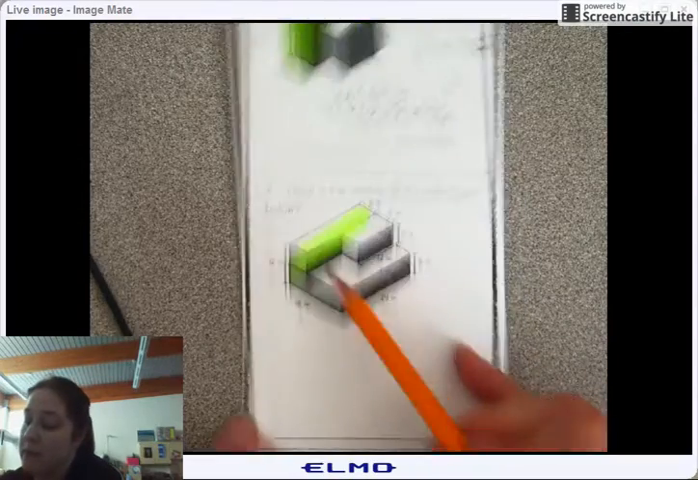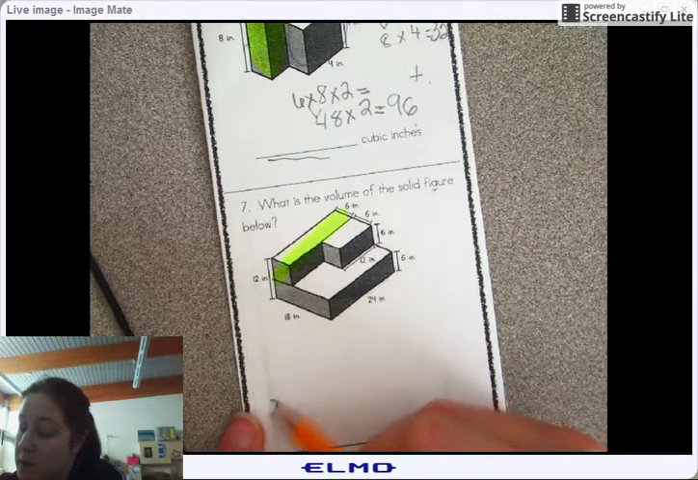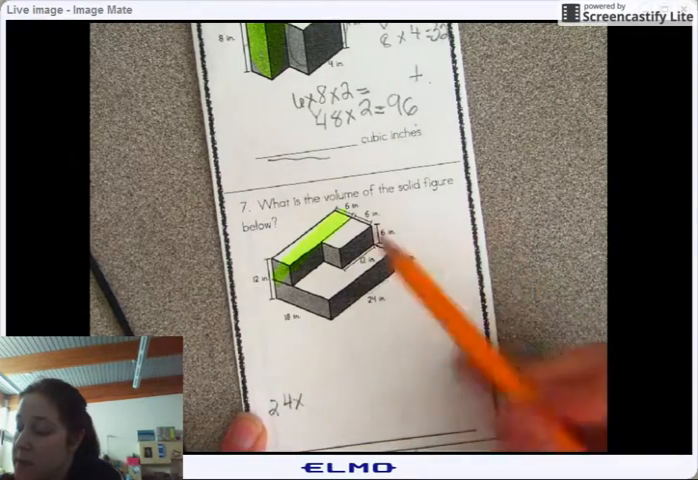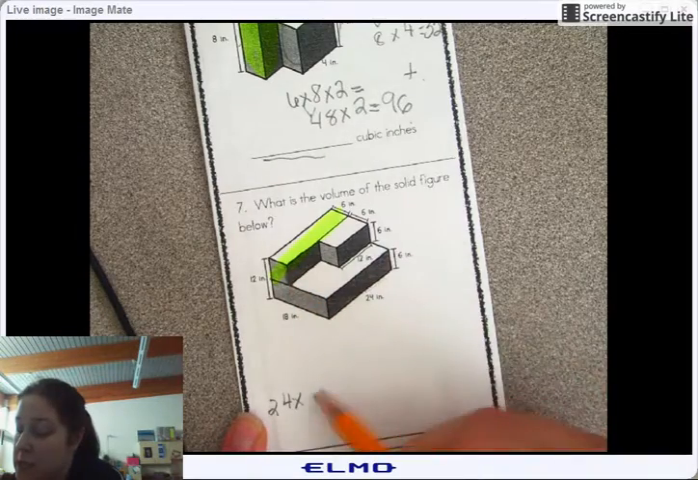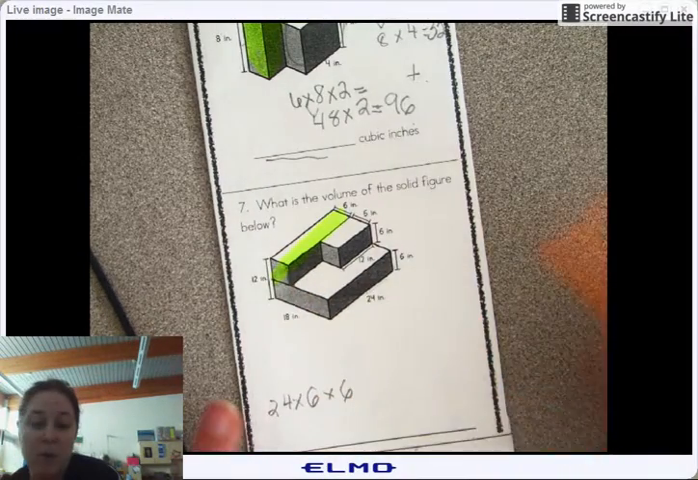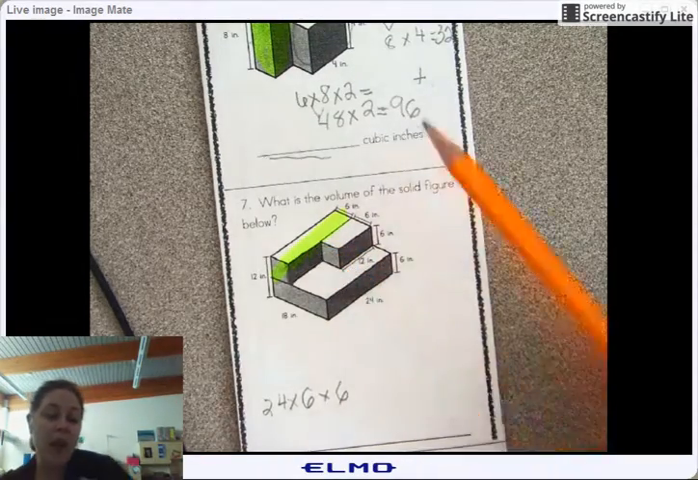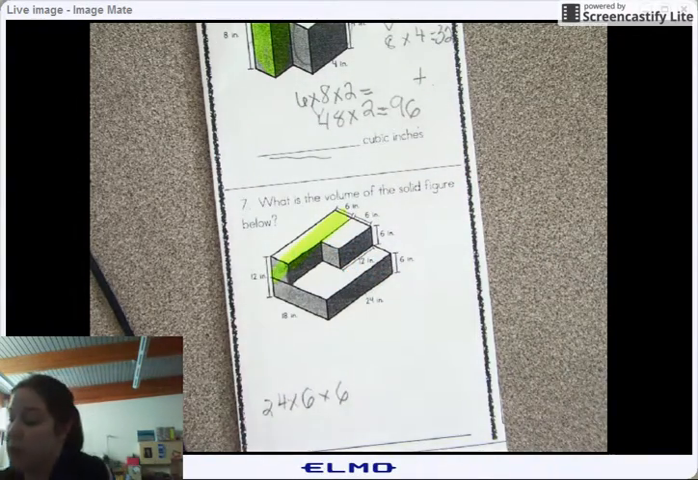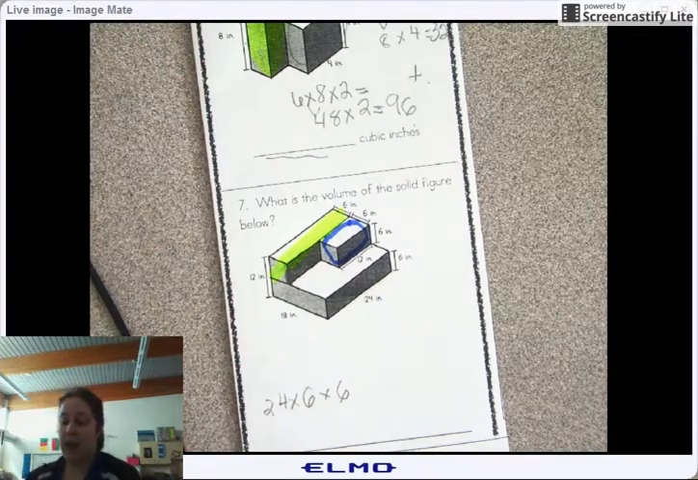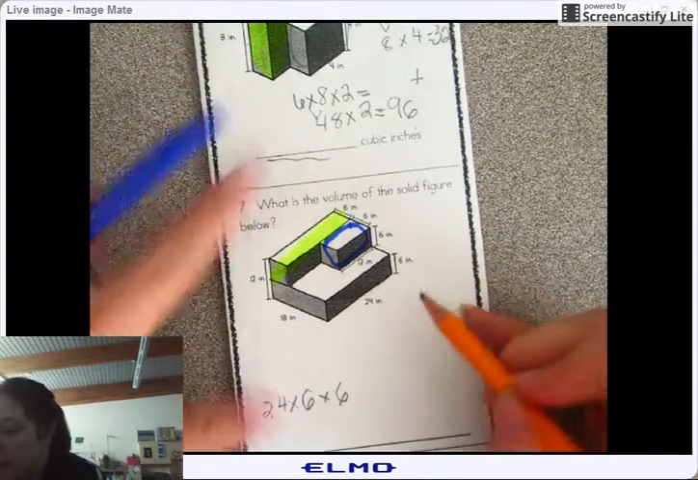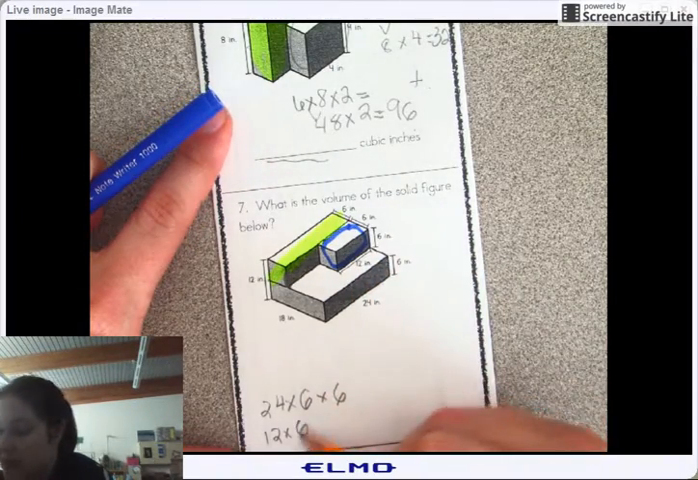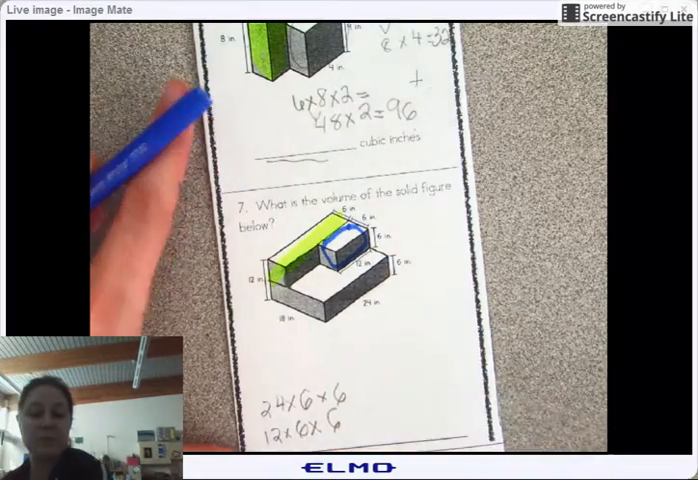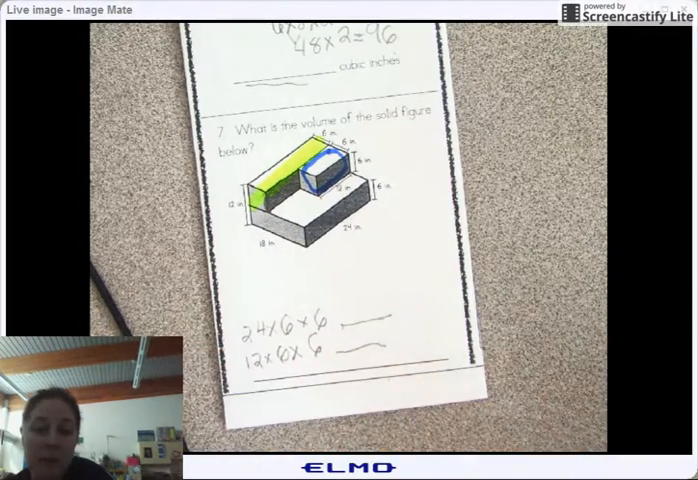And your length, which is parallel to this, is 24 times your height, which is, it's not 12, it is 6, and your width is 6. So take a moment and solve that very first box. And then we're going to work with the little box right here. And your little box has a length of 12, has a height of 6, has another height of 6. So you're going to multiply those. You're going to get a number here. You're going to get a number here.